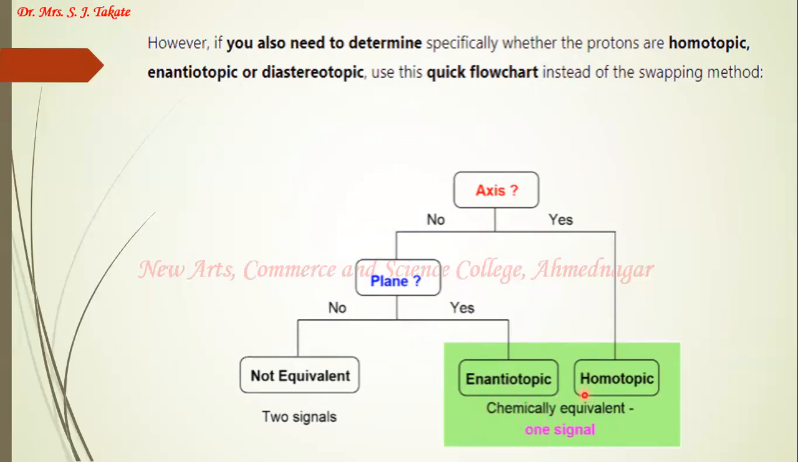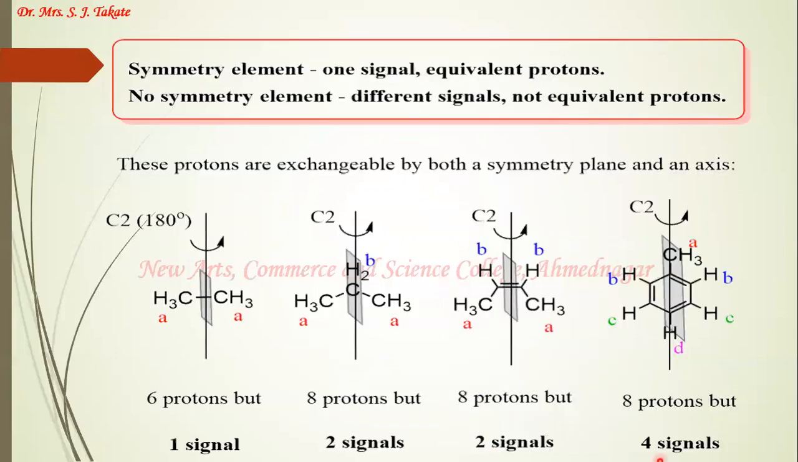They are chemically equivalent protons and they give rise to one signal. So you can check it by symmetry elements like axis of symmetry and plane of symmetry. Let us take some examples.